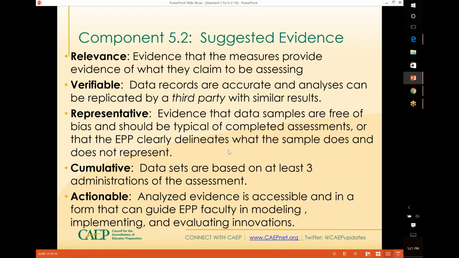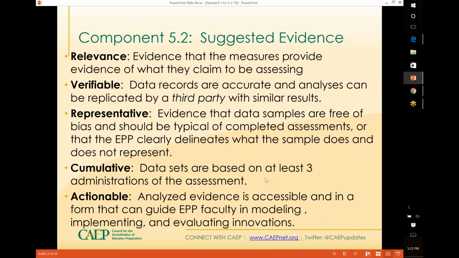That the data is cumulative means that there's at least 3 administrations of the assessment. If you haven't heard this prior, 3 cycles or 3 administrations of the assessment depend on the assessment itself. If it's a student teaching evaluation and you have student teachers out in the field in fall and spring, then 3 cycles means fall, spring, fall. If you have your state licensure exams that come out once a year, then 3 cycles means 2012, 2013, 2014. 3 years of data.